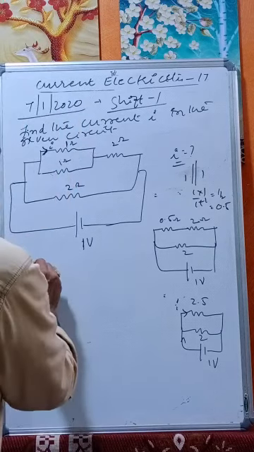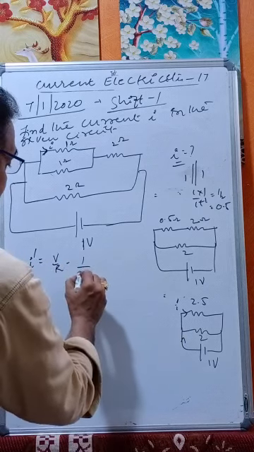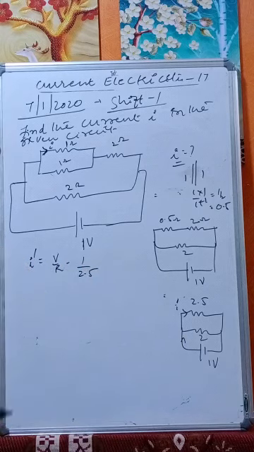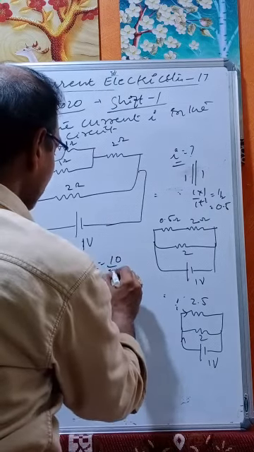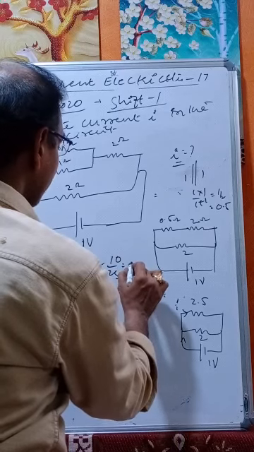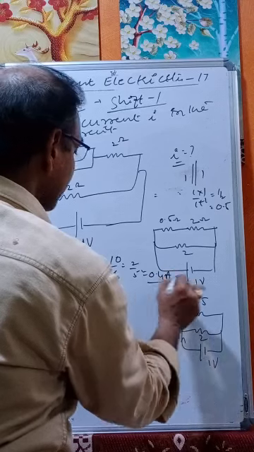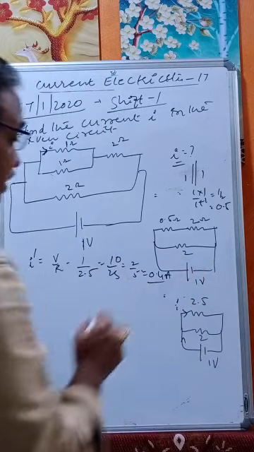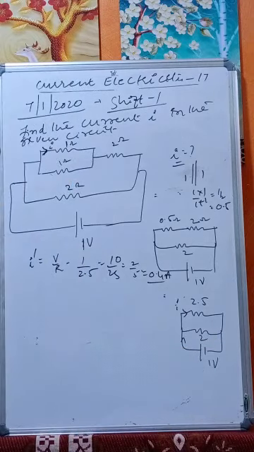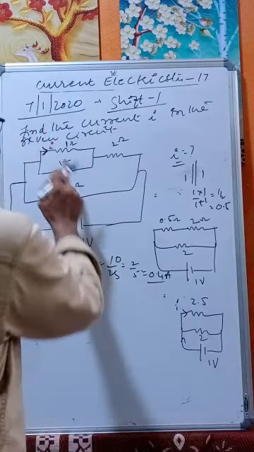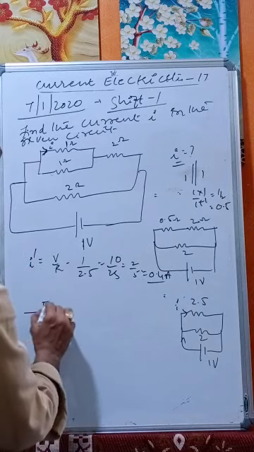Therefore, what is the current I dash now? I dash is equal to V by R. What is V there? V is equal to 1. 1 by 2.5 is equal to 10 by 25, that is equal to 2 by 5, that is equal to 0.4 amps. Therefore, the current through 2.5 is 0.4 amps. Similarly, the current through this one is also 0.4 amps only. Therefore, the current here we got as 0.4 amps. Now, what is the current? This will be like this.